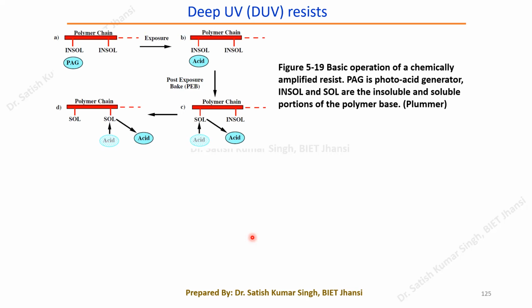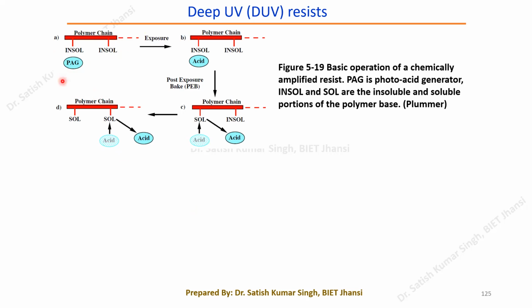So in the deep ultraviolet resist, what we do is replace the PAC material with PAG material. What is PAG? It is nothing but the photoacid generator. In this case, we first have a particular base material which we coat with the PAG, the photoacid generator material.